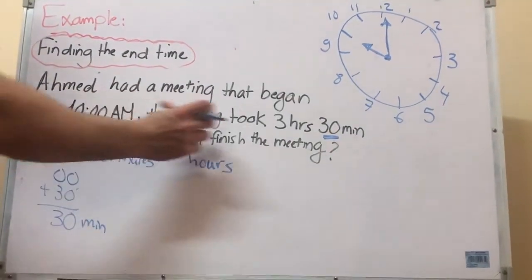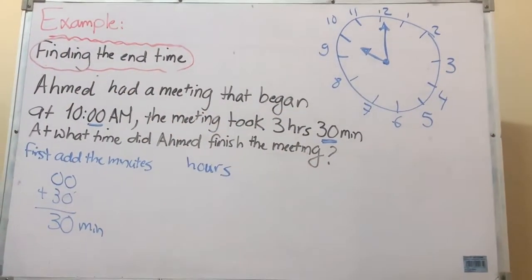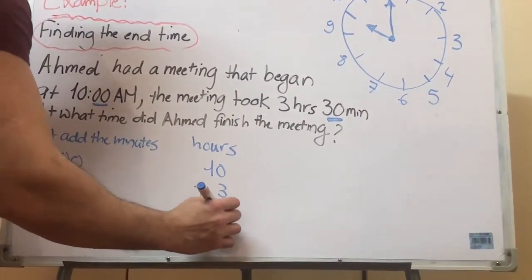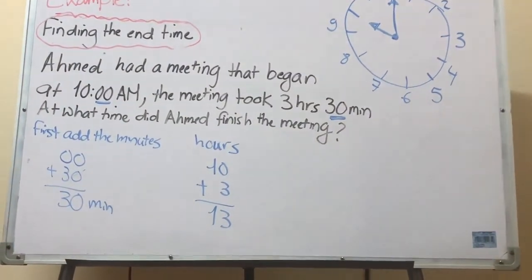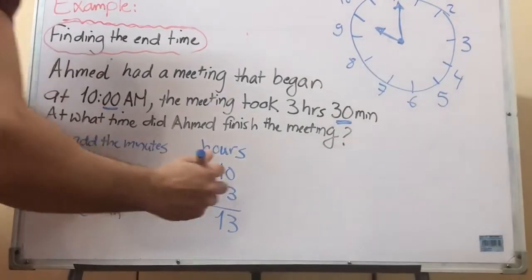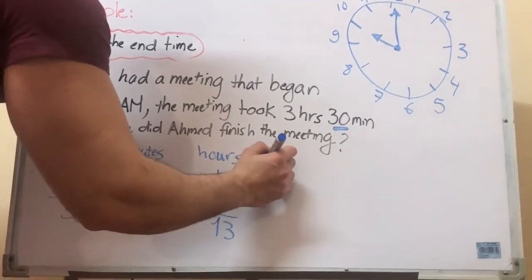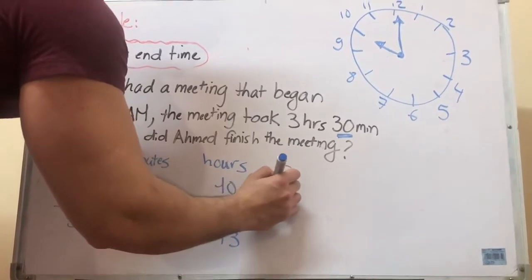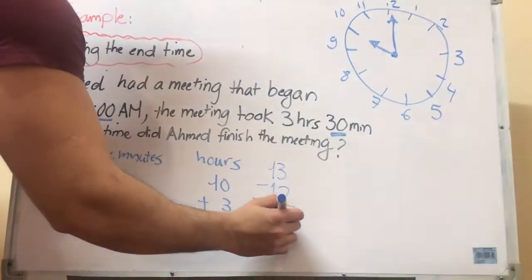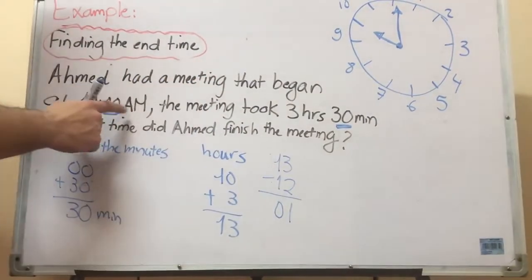I have 10, okay? And Ahmed started at 10, and then the meeting took him 3 hours. So it's 10 plus 3, which gives us 13. Okay, is 13 bigger than 12? Yes, it is. That means that I'm gonna take away 12. Okay? So 13 minus 12 is 1. 3 minus 2 is 1, and 1 minus 1 is 0. So it's 1. And I changed the clock from AM to PM.